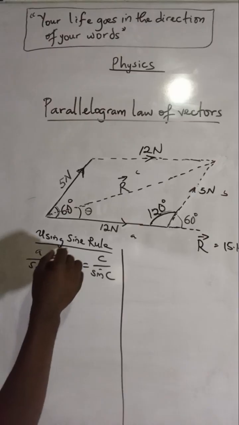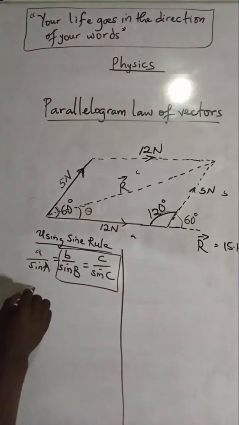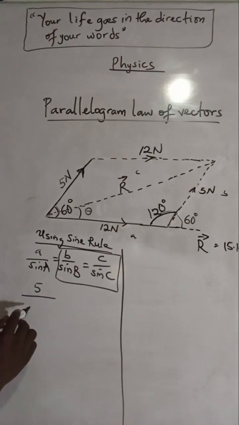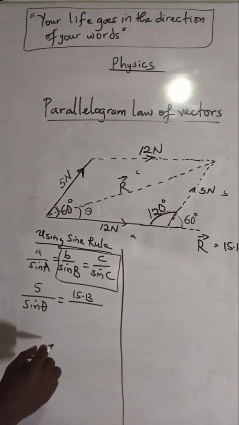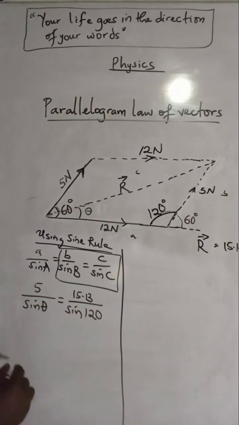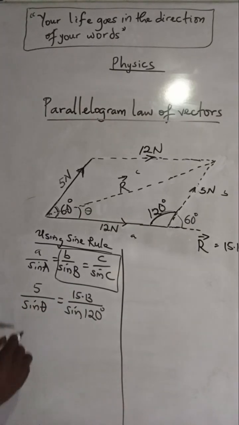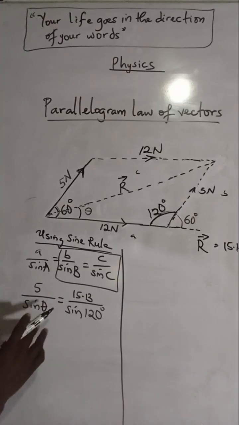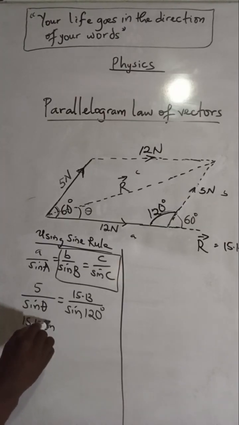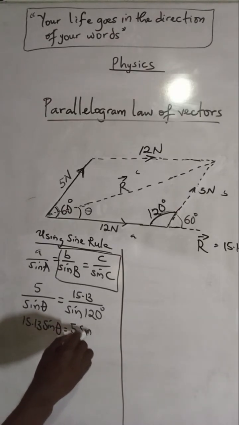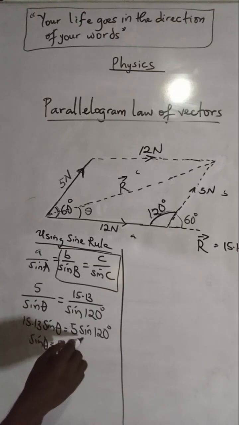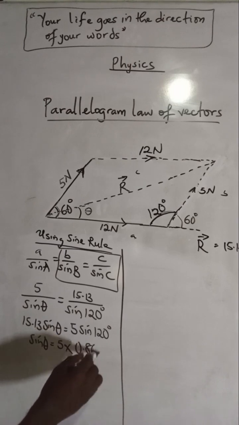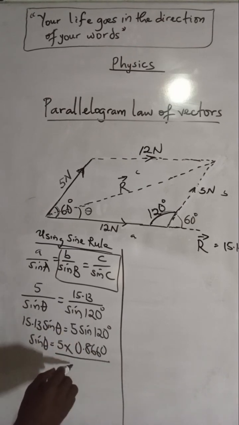Right? So we just stick to this. So 5 over sine theta equals 15.13 divided by sine 120. All right, cross multiply. 15.13 sine theta equals 5 sine 120 degree. So sine theta equals 5 multiplied by sine 120, which is 0.8660, divided by 15.13.